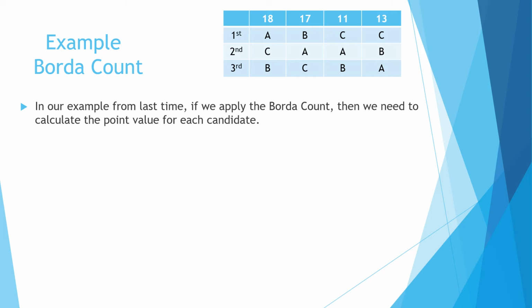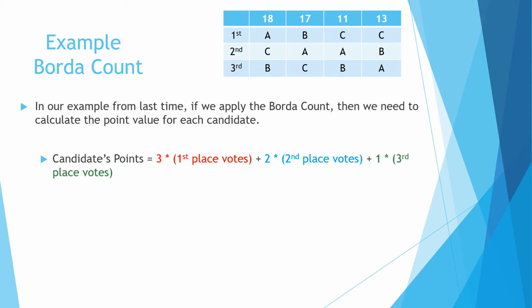Well, let's apply the Borda count and we can calculate the point value. So remember, the candidate's points is going to be 3 times your first place votes, 2 times your second place votes, and 1 times your third place votes, and you just add those together. So that means that A is 3 times 18 plus 2 times 17 plus 1 times 13. That's 123. I recommend just plugging these into a calculator.